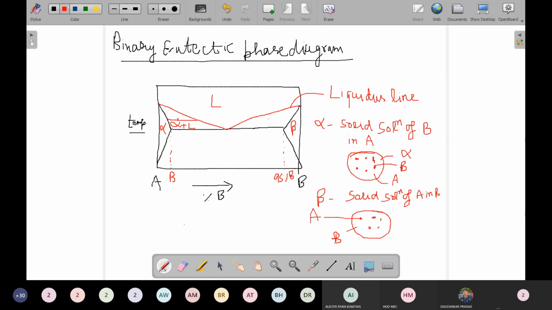Now tell me what will be present over here. Yes. Sir, beta plus L. Beta plus liquid, because if you move like this, you will get beta, so beta will be there.